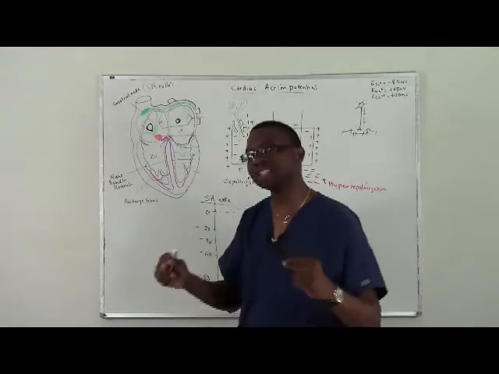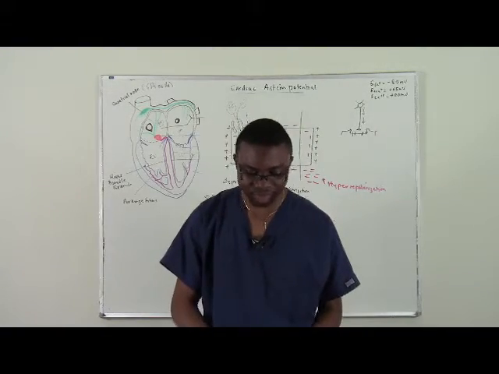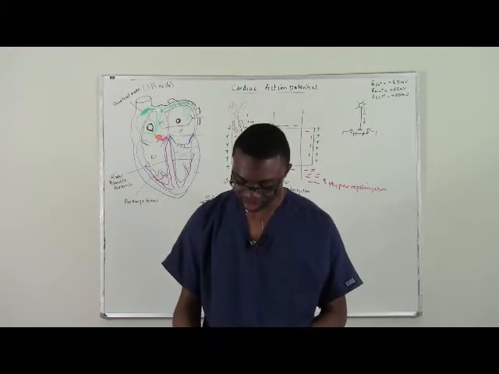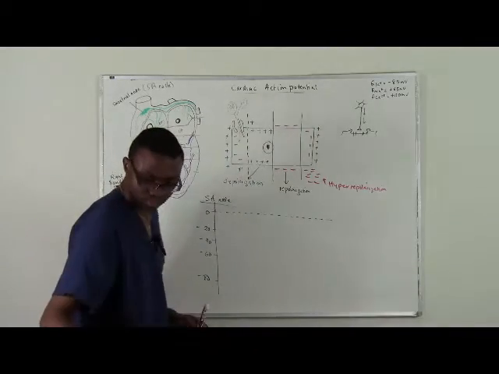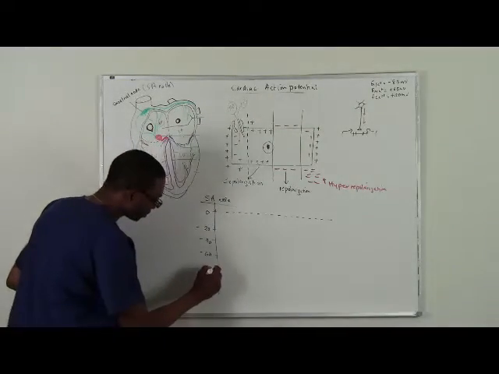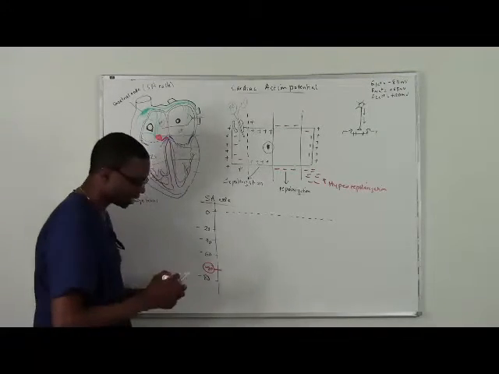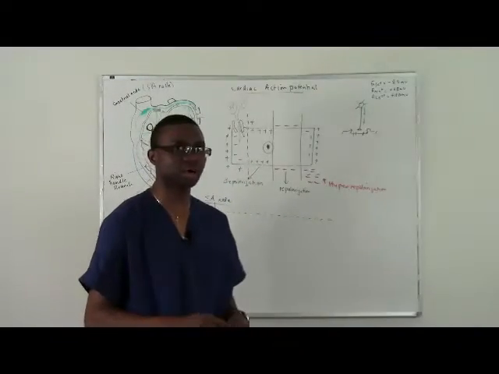So it has an unstable resting membrane potential. And this unstable resting membrane potential is around -70. Let's put it on the board. Right here, -70 millivolts. That is the unstable resting membrane potential of the SA node.